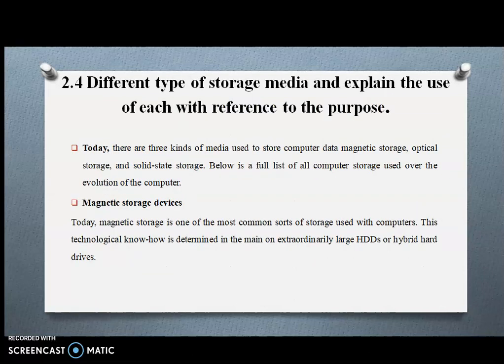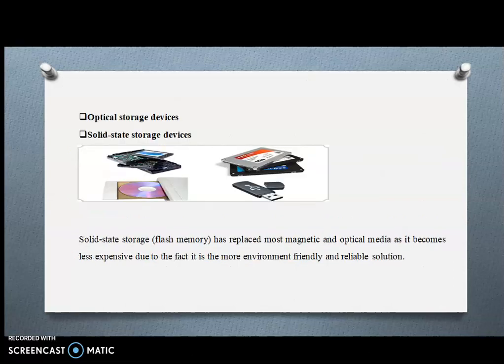2.4 Different types of storage media and an explanation of the use of each with reference to its purpose. Today, there are three kinds of media used to store computer data: magnetic storage, optical storage, and solid state storage. Below is a full list of all computer storage used over the evolution of the computer.